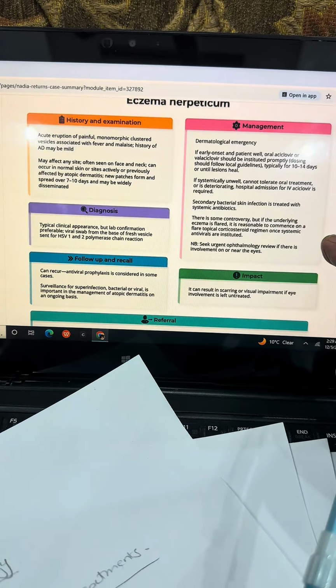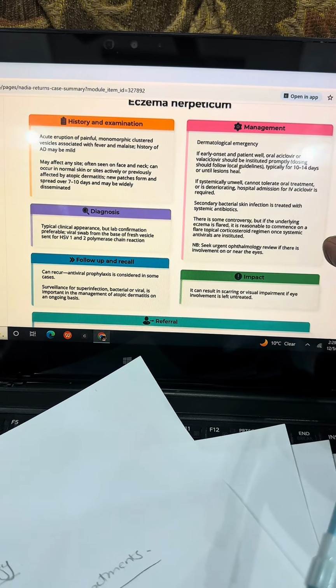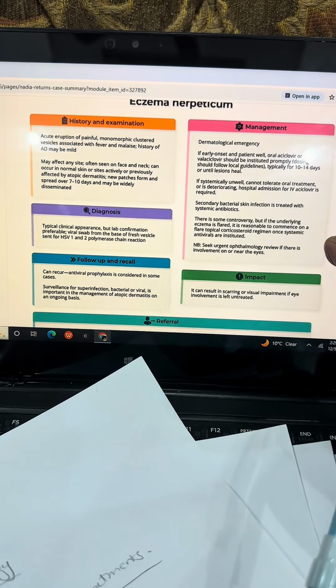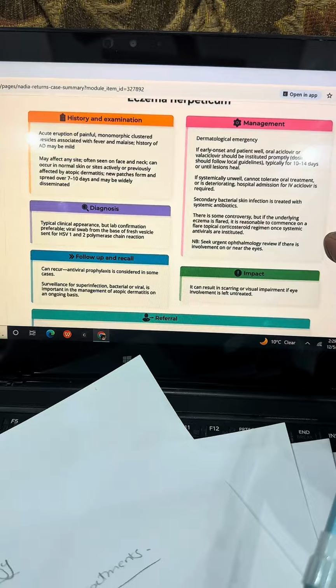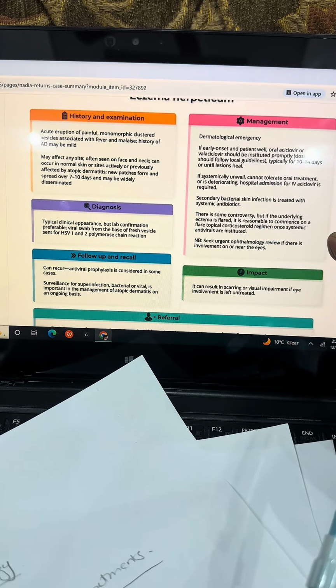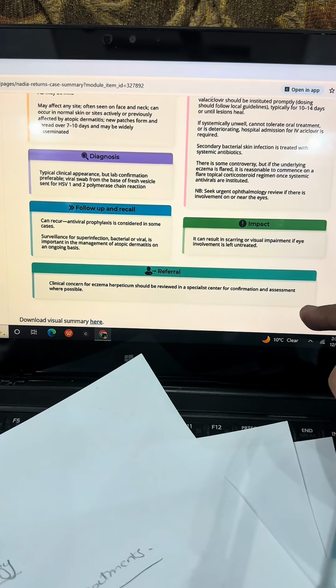The management is a dermatological emergency: antivirals for 10 to 14 days. IV acyclovir is required. Secondary bacterial infection is treated with systemic antibiotics. Urgent referral.